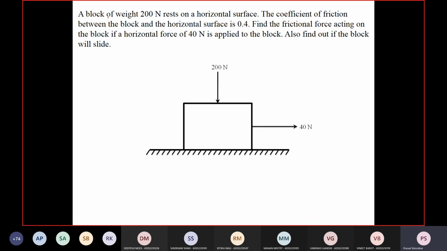A block of 200 Newton rests on a horizontal surface. The coefficient of friction between the block and the horizontal surface is 0.4. Find the frictional force acting if a horizontal force of 40 Newton is applied to the block. Also find out if the block will slide. Okay, so let's draw the free body diagram. This is the normal reaction. This is the frictional force. The force is on the right hand side, so the frictional force will be on the opposite side. So this is the free body diagram.